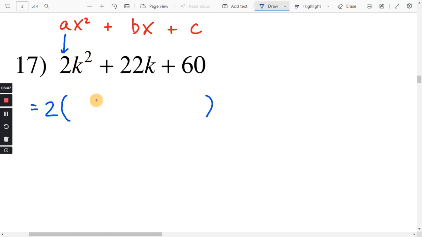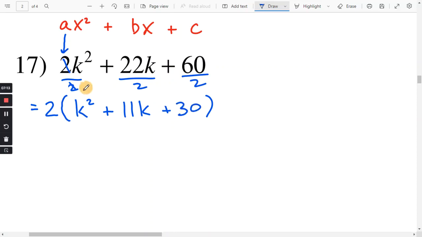So 2k squared divided by 2. Well, the 2's will cancel, and you're just left with k squared. 22k divided by 2. 22 divided by 2 is just 11. And we still have the k. And finally, positive 60 divided by 2 is positive 30. Okay, so now we're going to be working with this here. We have to factor this part in the parentheses.